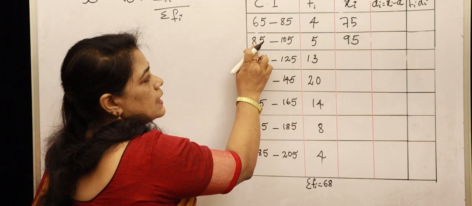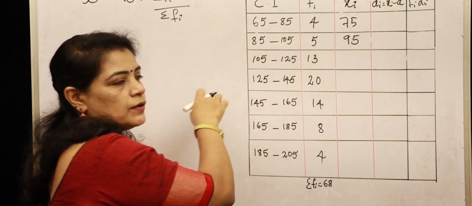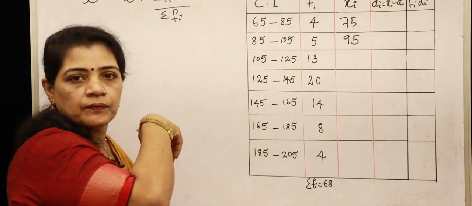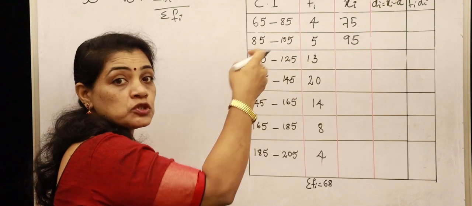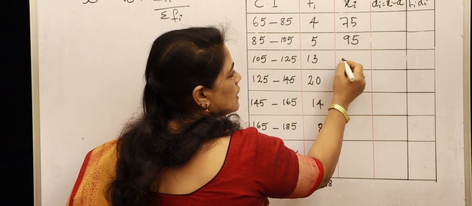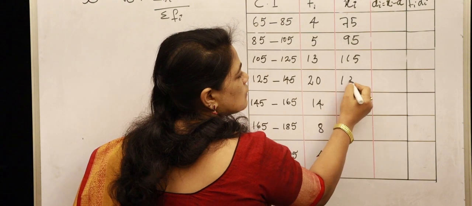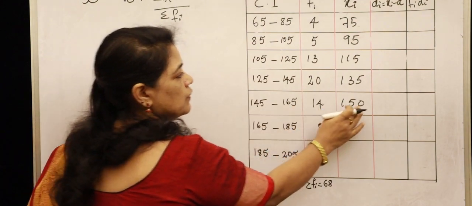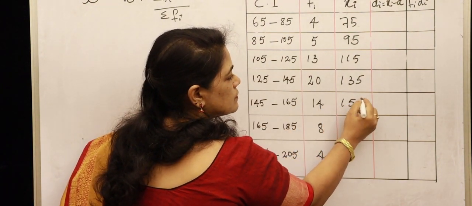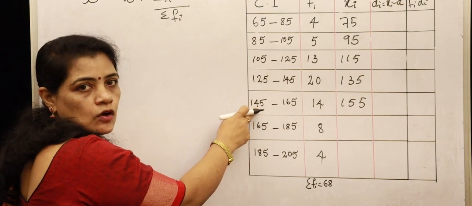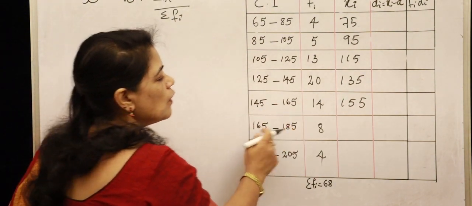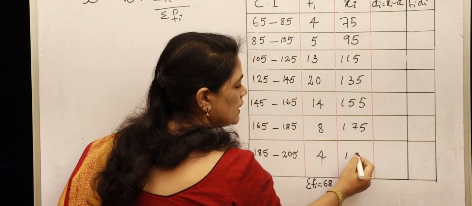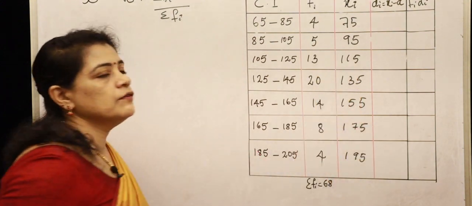Okay, that means see, 85 plus 105, 190 divided by 2, that is 95. Or you can add 20 to each one. Any method you can adopt. That is 115, 135. And here 150, children, 155. See children, you can add 10 to the lower limit, 145 plus 10, 155. Here it comes 175. Here it is 195. These are the mid values.